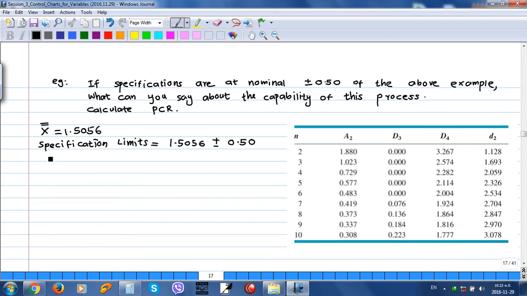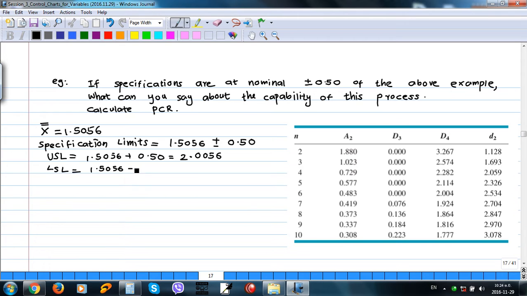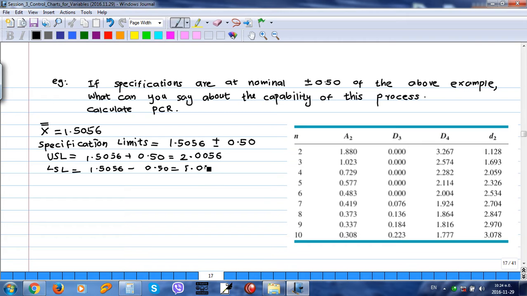Then the upper specification limit is 1.5056 plus 0.50, which comes to 2.0056. Then the lower specification limit is 1.5056 minus 0.50, which is 1.0056. Now we have found the lower specification limit and the upper specification limit.